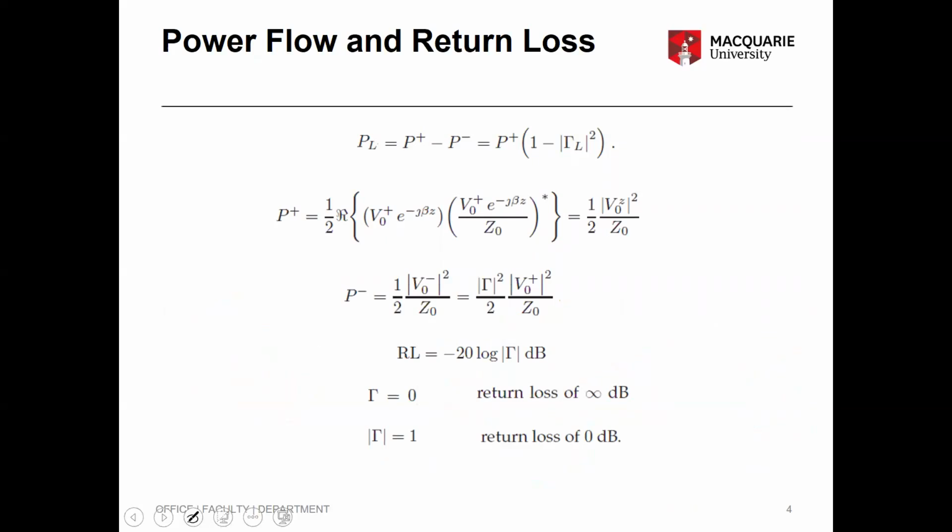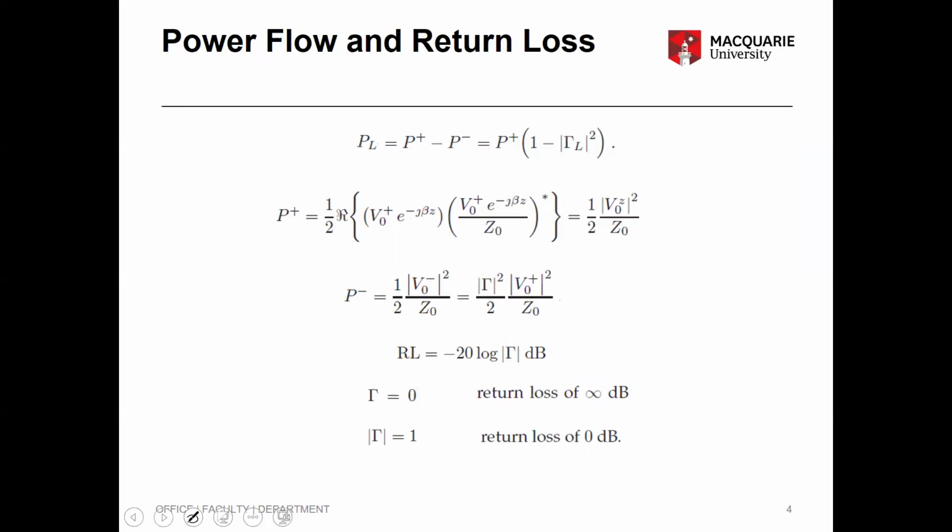Now we were talking in terms of voltage reflection and current reflection. What's more important is the amount of power that is reflected at an interface. So we try to find out the power reflected or power flow and return loss, and define a few parameters around that.